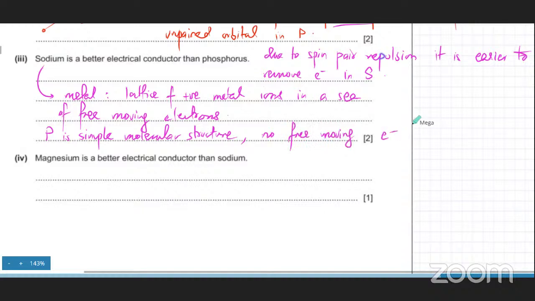The next part is: magnesium is a better conductor of electricity than sodium. The reason is magnesium has more delocalized electrons, and you can also compare to sodium. So it's just 1 mark, so that should be sufficient.